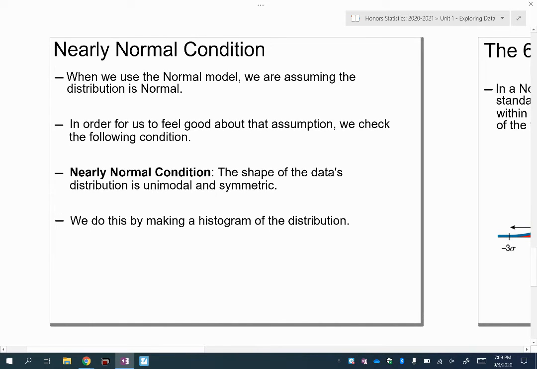Now, this is something we start talking about in the first semester because it's so important in the second semester when we get to hypothesis testing. This nearly normal condition is basically just to take a moment before you use the normal model and ask, do we feel okay assuming that our distribution is unimodal and roughly symmetric? Because if the distribution of your data values is not unimodal and roughly symmetric, you should not be using the normal model. So basically, we'll just look at the histogram and see if we think the shape is unimodal and roughly symmetric.